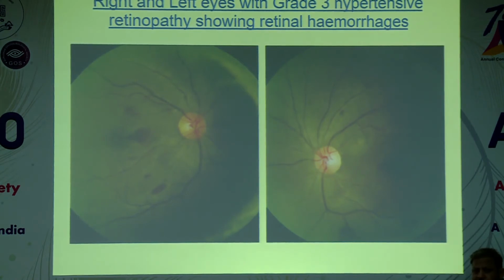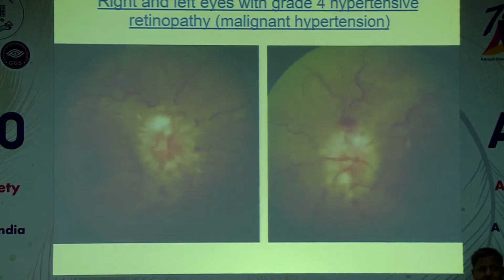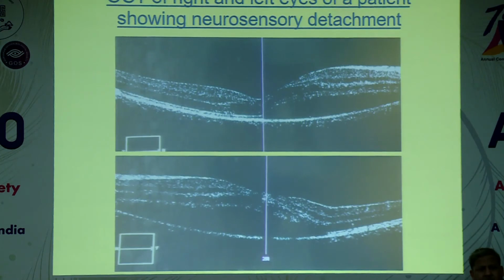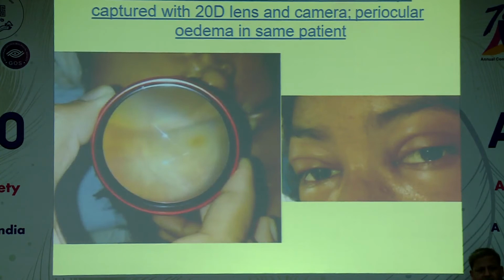This is a grade 3 hypertensive retinopathy showing retinal haemorrhages, and grade 4 hypertensive retinopathy showing disc edema, haemorrhages, and dilated tortuous vessels. OCT of left and right eyes of a patient showing neurosensory detachment, and exudative retinal detachment in the left eye captured with a 20D lens, and the same patient with periocular edema as well.